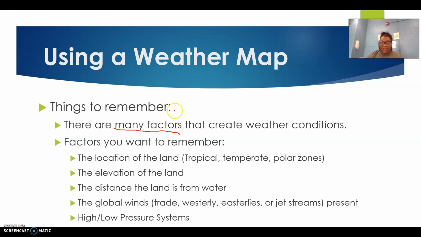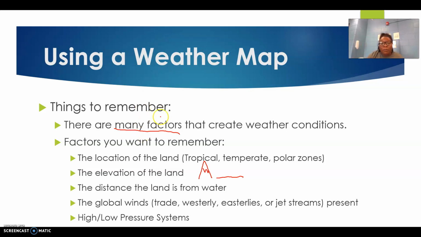The elevation of the land you live on. Yes, it's important for us to know there are different weather conditions in a mountain than there are in a valley. They're going to be very different because of the height of our land. The distance from water that your land is. Do you live on a beach, near a large lake? Or are you completely landlocked? That means you live nowhere near a large body of water.